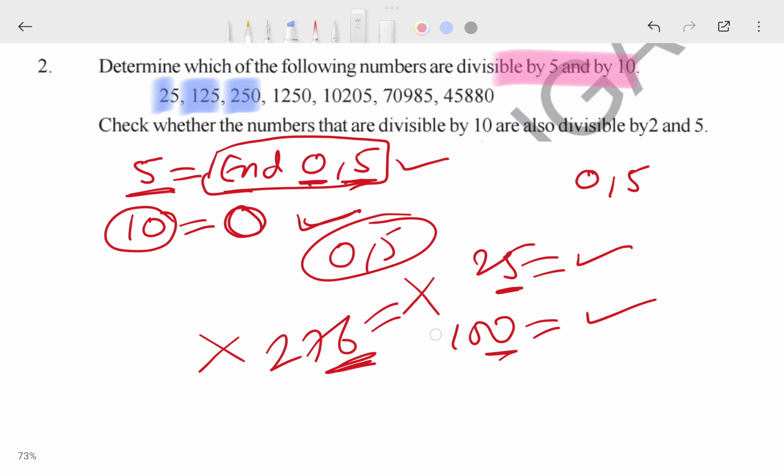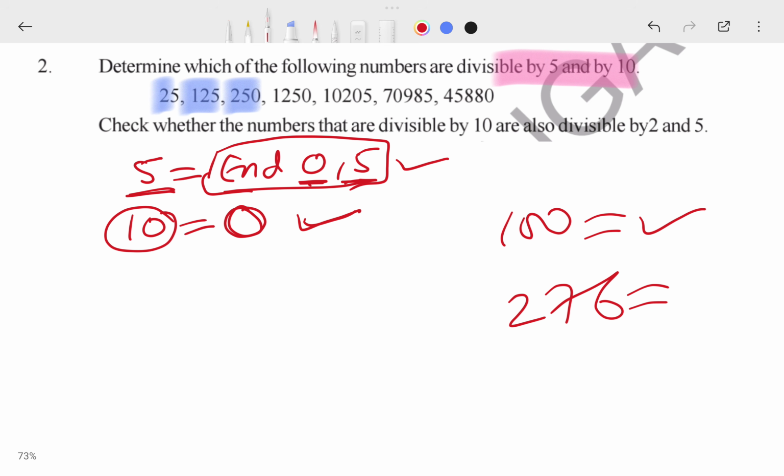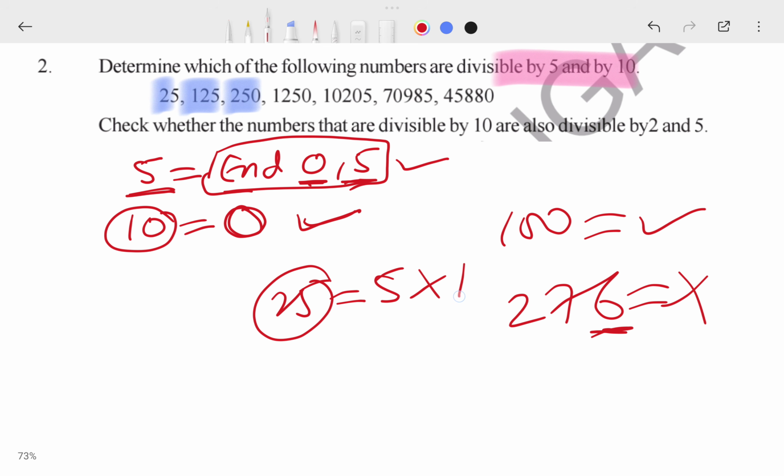Okay, is it clear? Right, so let's check another one. Now let's see 10. If it is given 100, at the end there is a 0, so it is divisible by 10. Like 276, is it divisible by 10? No, because at the end there is no 0. One thing you remember, this is 25. It is divisible by 5, but is 25 divisible by 10? No, it is not divisible by 10. Why? Because for dividing by 10 we need the 0. Is it clear to you?